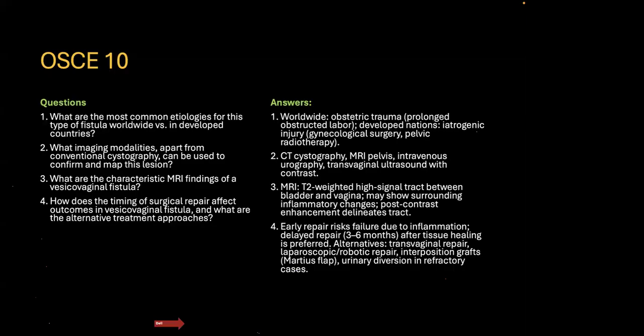So what are the characteristic MRI findings? MRI findings on mainly T2 is important. T2 weighted image will show a tract between the bladder and the anterior vaginal wall with surrounding inflammatory changes, and even contrast is important in delineating the tract.